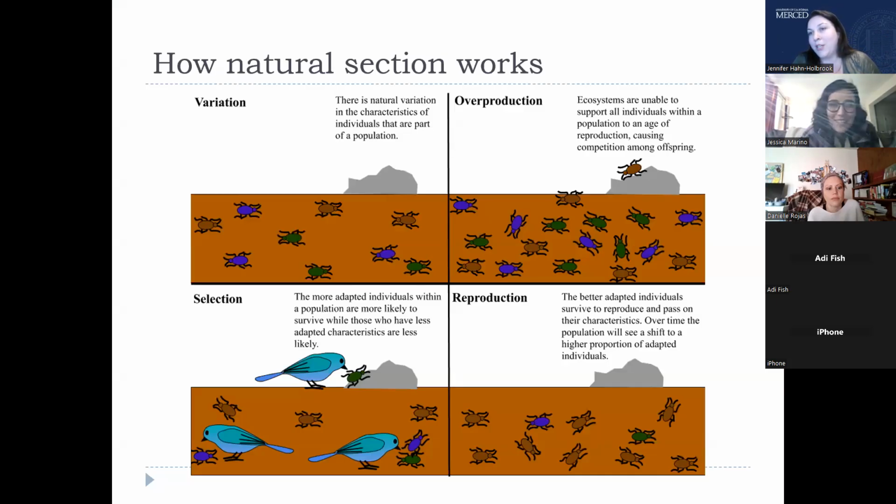So this is just in pictures because I like pictures. So number one, we've got variation. Let's imagine we've got these beetles, right? They're living in this environment. It's like this brown background.